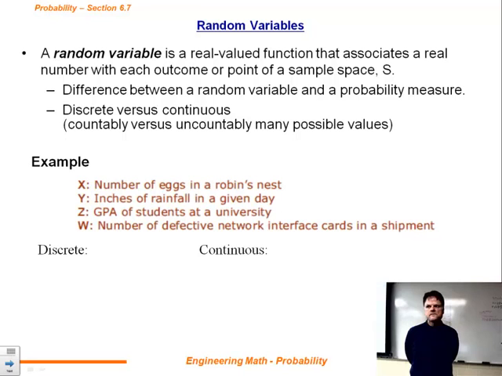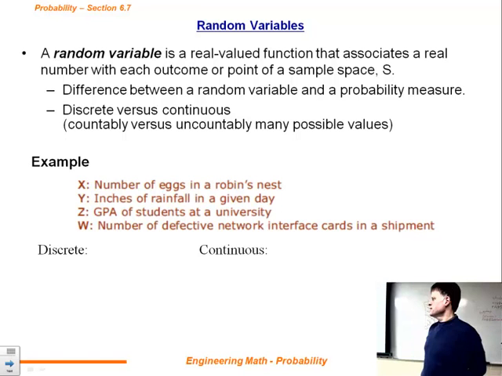Inches of rainfall in a given day. So the outcome is a particular day, which you might choose at random, and you measure the inches of rainfall during that day. Discrete or continuous? Yeah, this should really be continuous. I mean, you can argue that because rain is made out of molecules, which are discrete entities, then this really should be discrete, but that's really pushing it. I mean, for practical purposes, this is a continuous random variable.